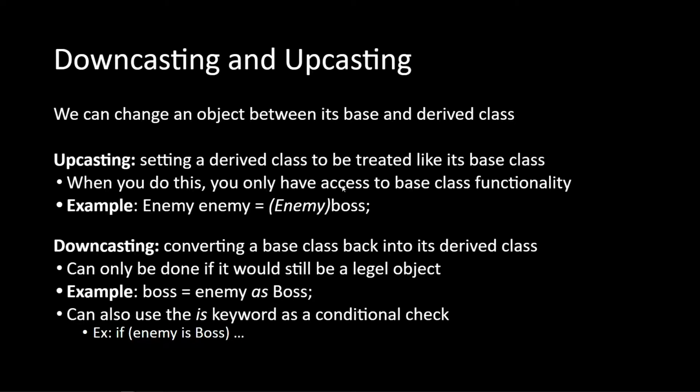Now, downcasting and upcasting. So you can change an object between its base and derived class. This is something I suppose I could have taken advantage of in the previous example as well, and upcast and downcast certain objects. Well, actually, I did do this. We'll see if we can figure out how. But okay, so the idea is to change an object between its base and derived class, or at least to refer to its functionality according to its base or derived class.